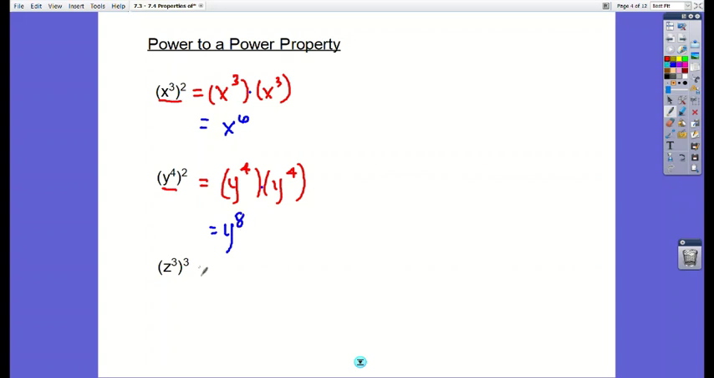And then finally, with this last one, we have z cubed cubed. So making something to the 3rd power means multiplying it by itself 3 times, so z cubed times z cubed times z cubed. And we can use our multiplication property. We can add these 3 up. This ends up being 3 plus 3 plus 3, which is 9.